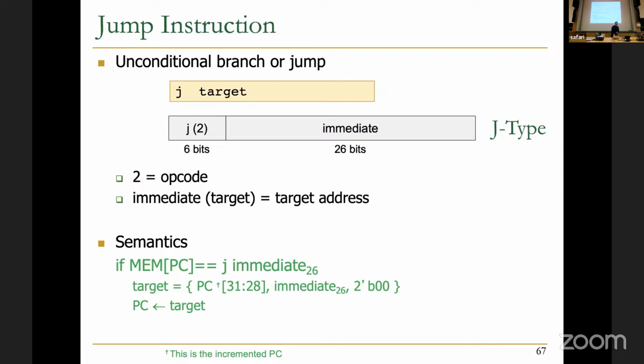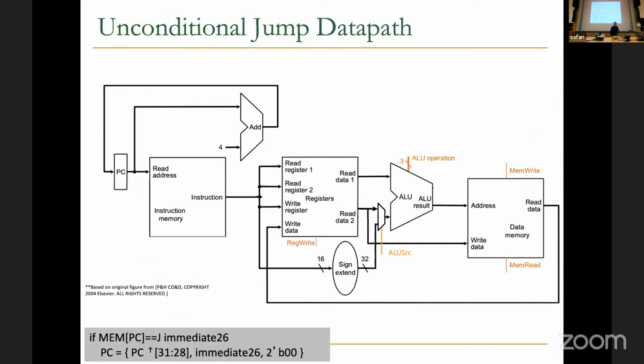In this case, the computation logic is relatively simple. You basically slice bits, right? You take 4 bits from the incremented program counter, you take the 26 bits from the immediate, and then you set the bottom 2 bits to 0. So the computation logic is actually very simple, as you can see. You're just doing bit slicing. But you need to set it to PC. So basically, this is the data path that we built earlier that can execute non-control flow instructions. Now let's add the jump to it.